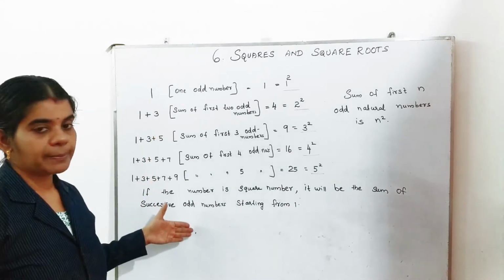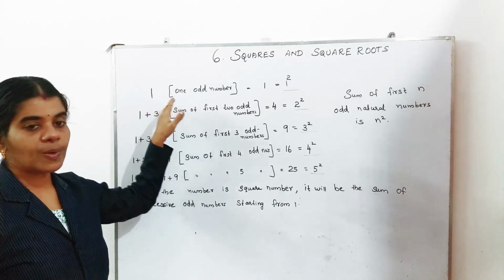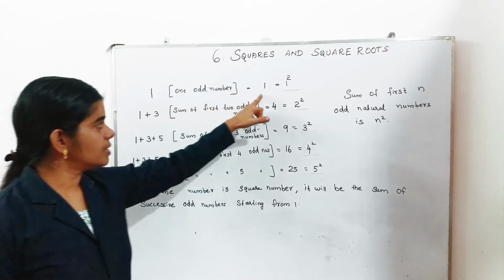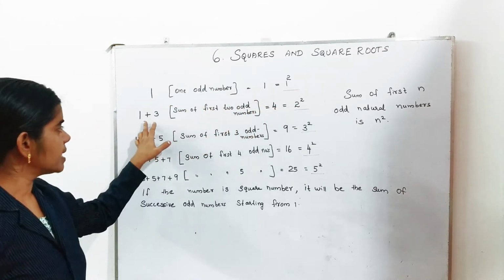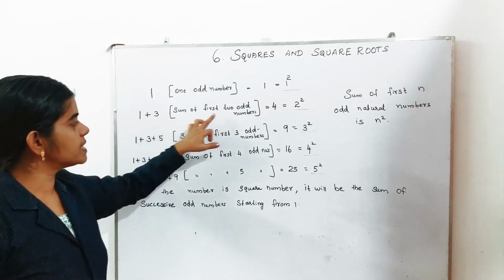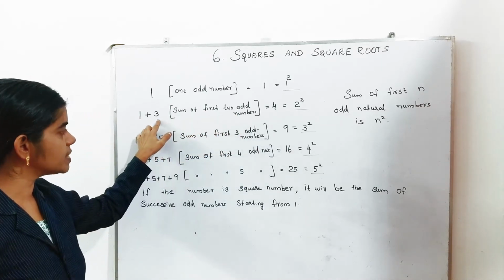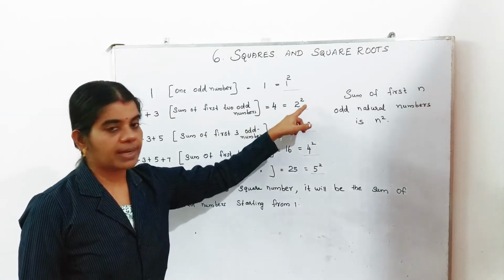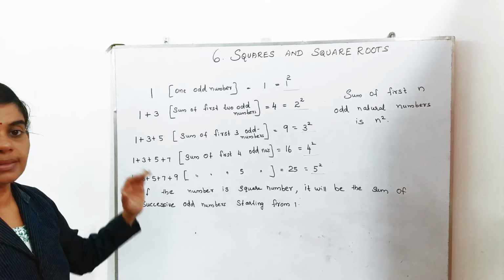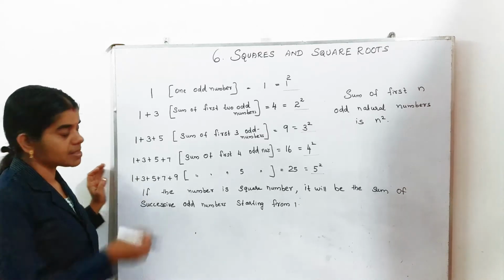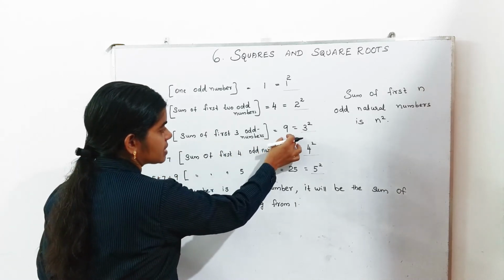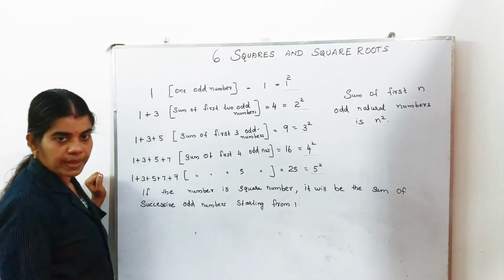Next, I have written some numbers. 1, you already know, is the first odd number. Then 1 is equal to 1 square. Second one, what will be the second odd number? 3. 1 plus 3, sum of first two odd numbers. What will be the sum of these two? 4, that you can write as 2 square. Next I have written the next 3 consecutive odd numbers. 1 plus 3 plus 5, the sum of the first 3 odd numbers, is equal to 9. That you can write as 3 square.